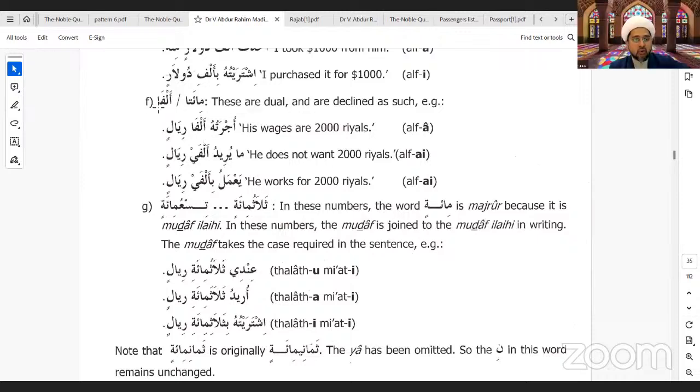The word alfa now, because it's coming as mudaf, the noon gets dropped, so it becomes alfa. If the ma'dud, riyalin, is not coming, then the noon is pronounced. So alfani, alfaini, bi alfaini. If the riyal were not mentioned, then you would read the noon at the end itself.